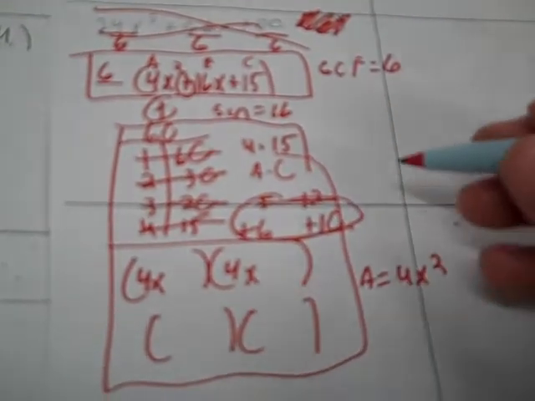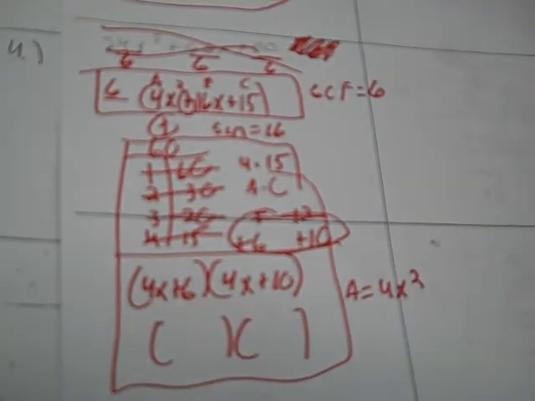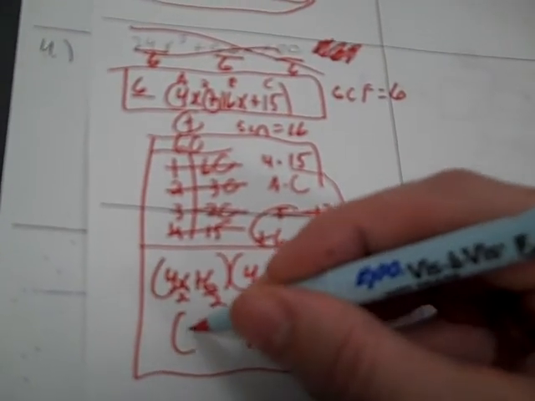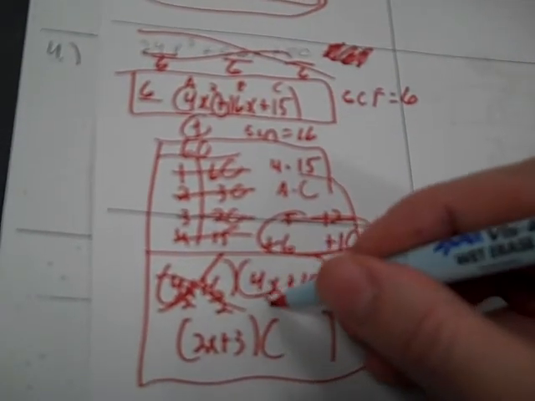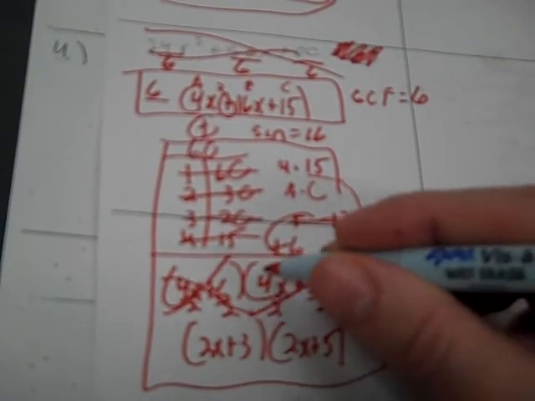4x, x, and then plus 6 and plus 10. Okay, 4 comma 6, the GCF's 2, so that's 2x plus 3. 4 and 10, the GCF's 2, and that's 2x plus 5.